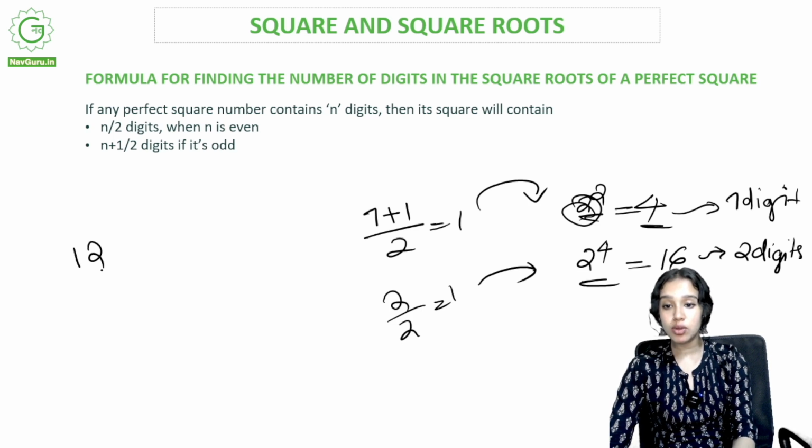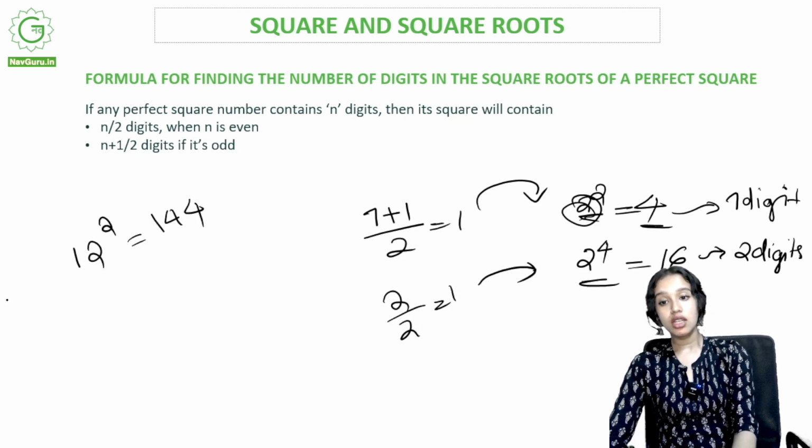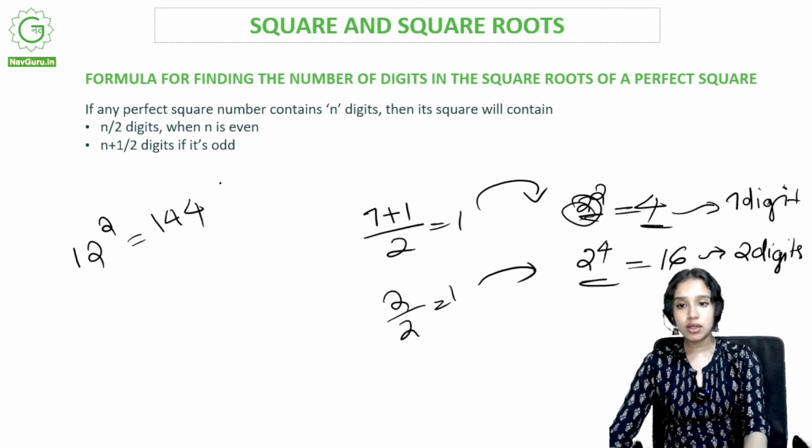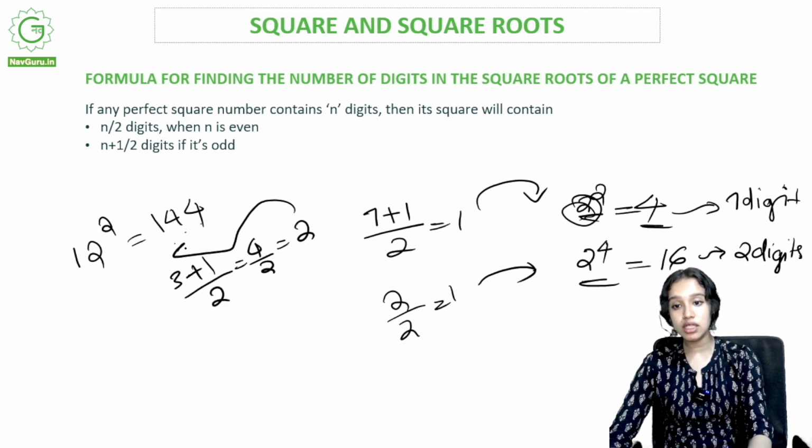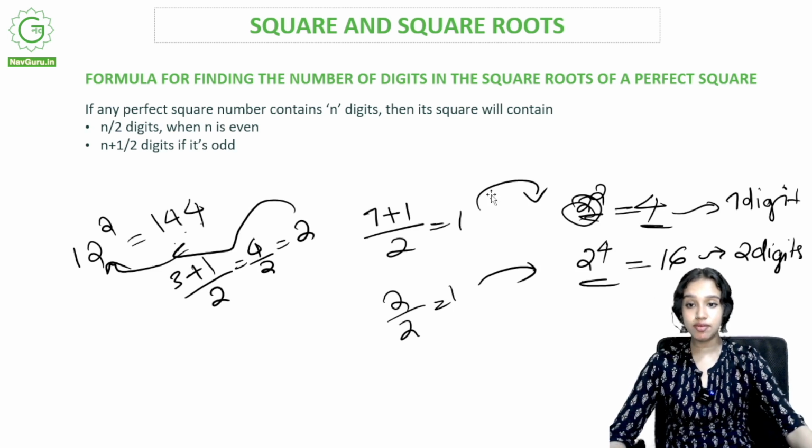Let's see it with another square. 12 squared, we know that is 144. So what about this? 144 has 3 digits. So 3 plus 1 by 2 is 4 by 2, which is 2. We have 2 digits here in 12. This is what it means.